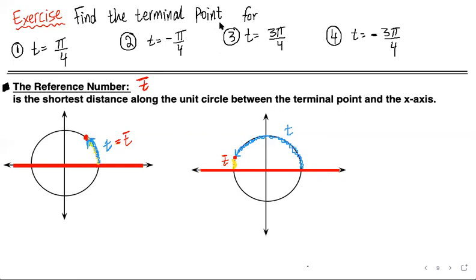Let me use a different color. So this is my t bar. And this is my t bar, this one. Okay? Is it clear for the first one and second one? It is the smallest distance between the terminal point and the x-axis. This distance, this is my t bar.